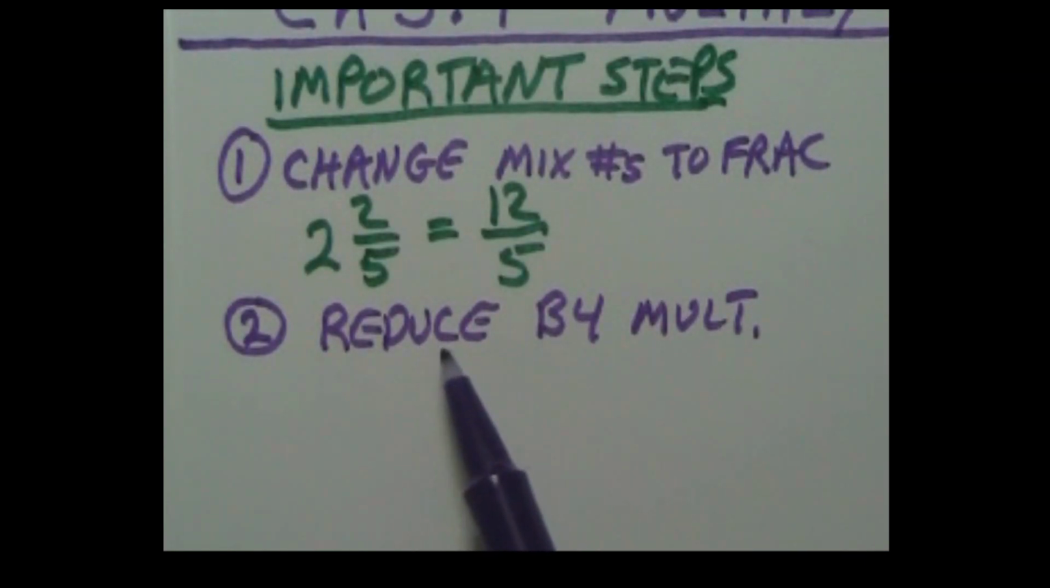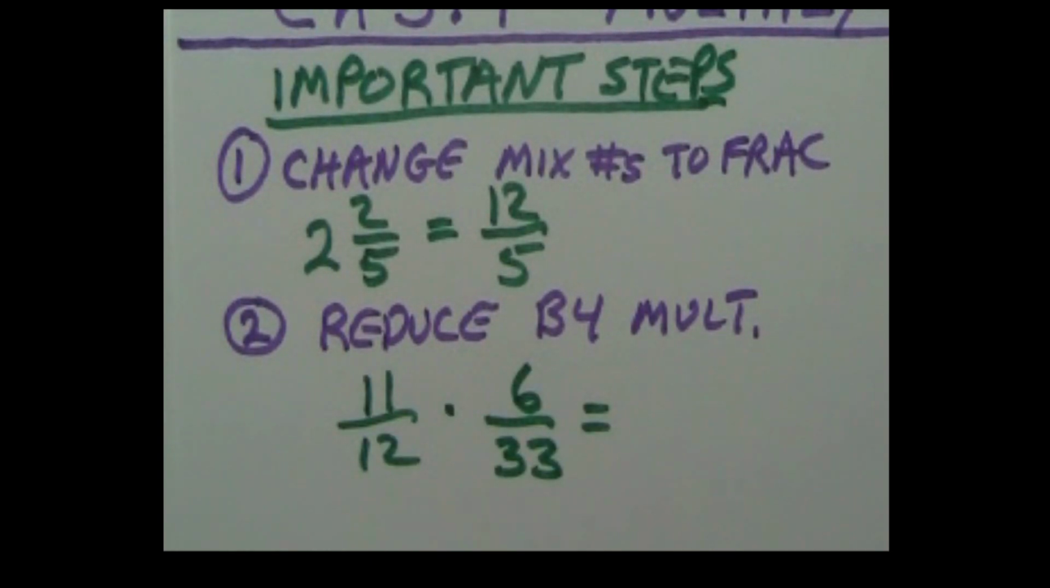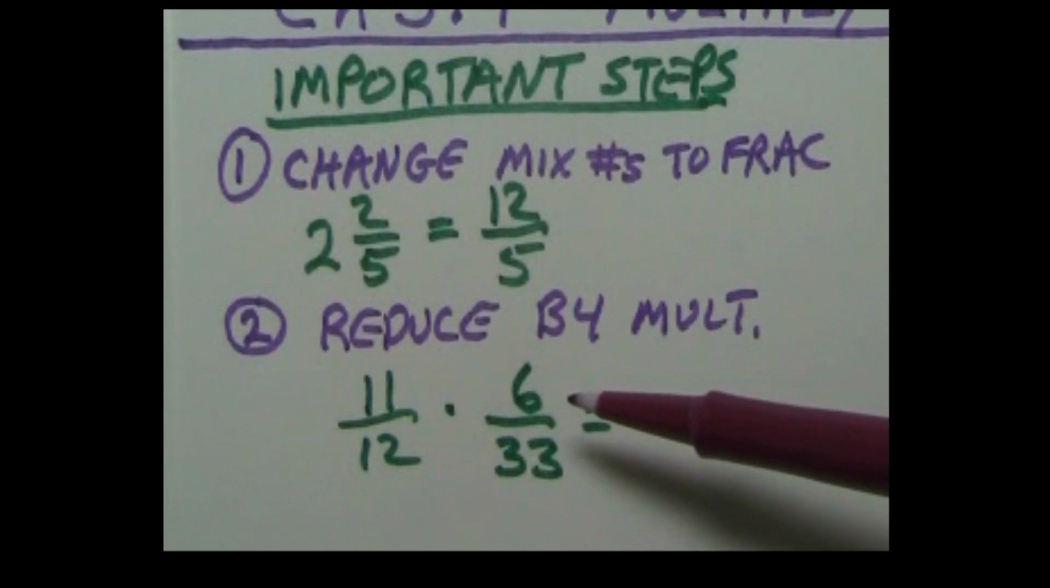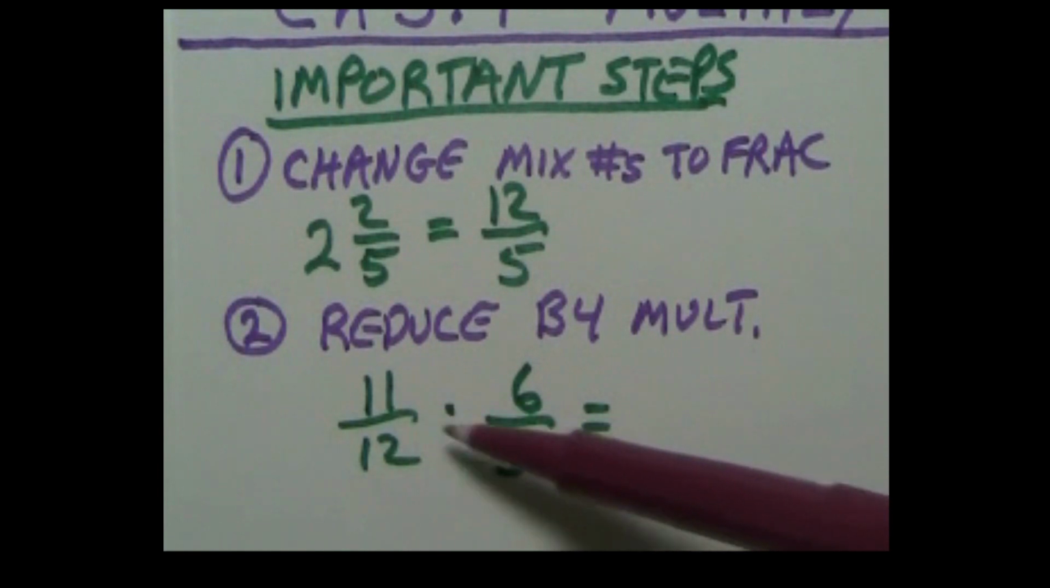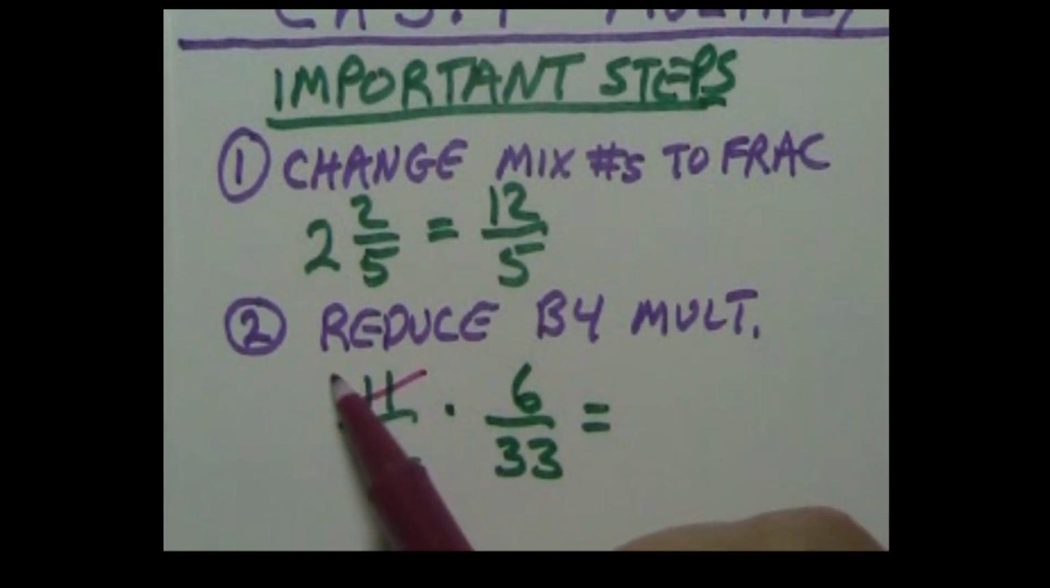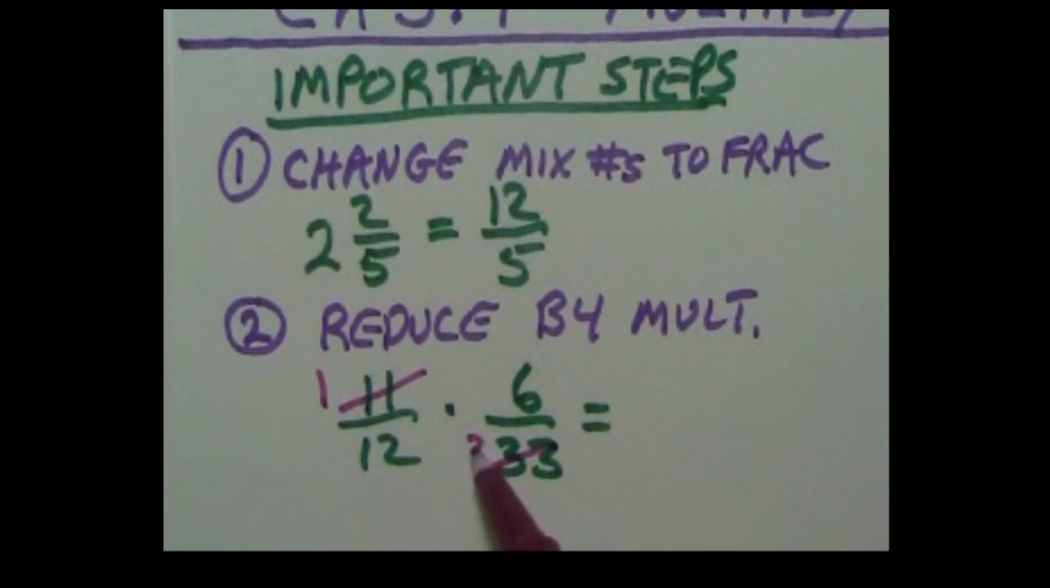Another important step is to reduce before multiplying. So for example, I have two fractions and I start to reduce it. Well, let's see, I know that 11 goes into 33. 11 will go into 11 once, and then it goes into 33 3 times. So now that's a 1 and that's a 3. And also 6 goes into 12. 6 goes into 6 once, 6 goes into 12 twice.